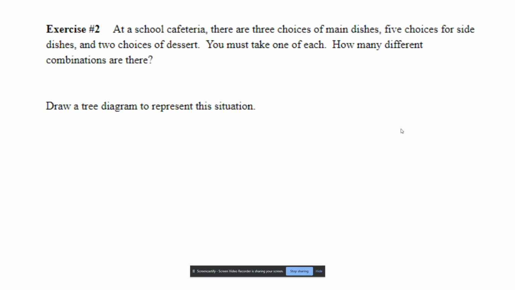At a school cafeteria, there are 3 choices of main dishes, 5 choices for sides, and 2 choices for dessert. You must take one of each. How many different combinations are there? I ask you to draw a tree diagram, so try that out.